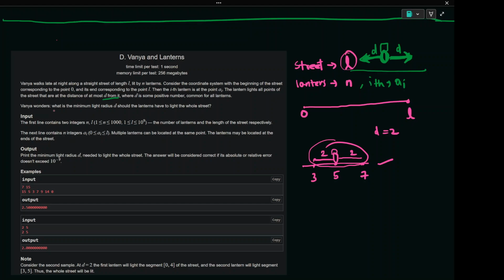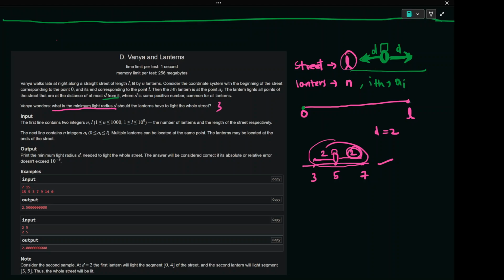Okay. Vanya wonders what the minimum light radius d should be. I'm sorry. What is the minimum light radius d should be? The lanterns have to light the whole street. Okay, the English is not good, but it is saying what is the minimum distance this d should be so that the whole street is lit up. So, what does that mean?